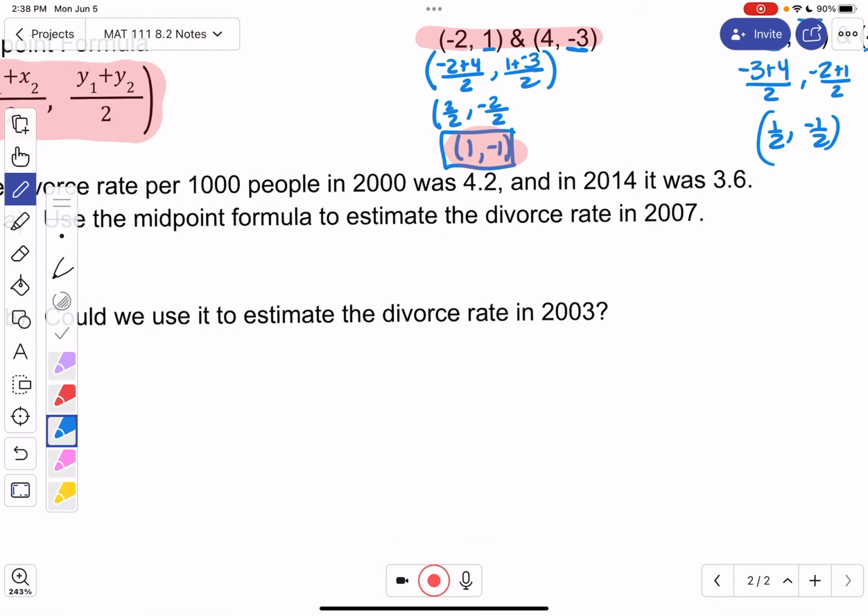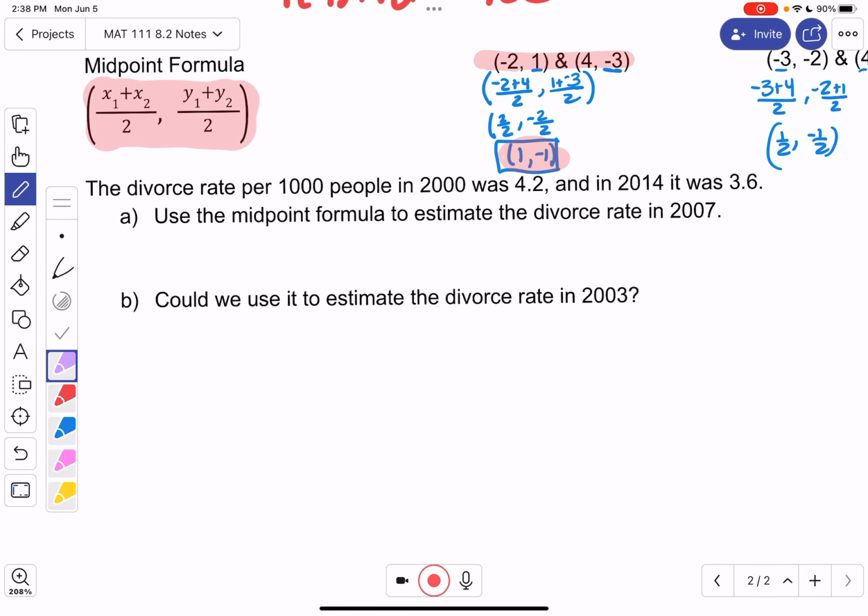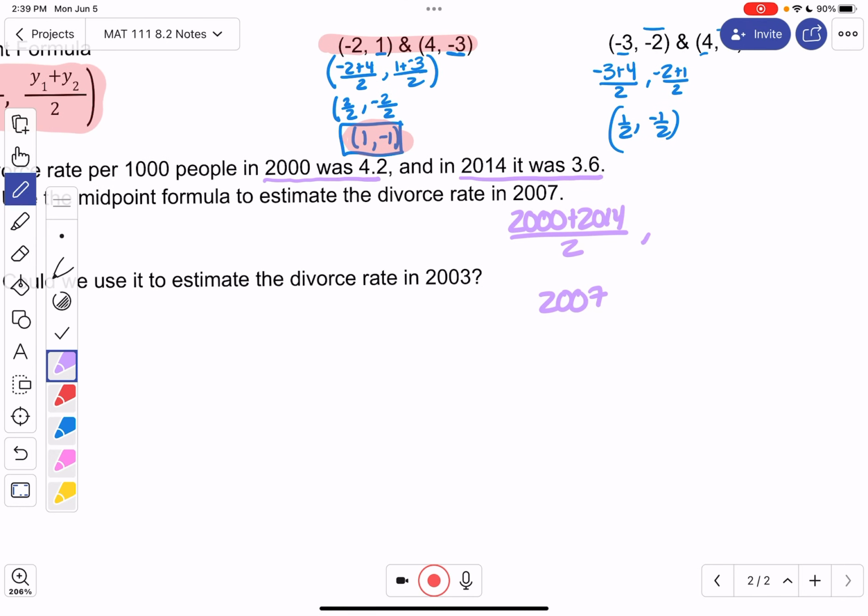Now let's look at this last thing here. The divorce rate per 1,000 people in 2000 was 4.2, and in 2014 was 3.6. Assuming that's linear, use the midpoint formula to estimate the divorce rate. So our x's would be our years. 2000 plus 2014 is 4014, divided by 2 is 2007. The y's are going to be our rates. So 4.2 plus 3.6 is going to be 7.8, divided by 2 is 3.9. So the divorce rate in 2007 would be 3.9.